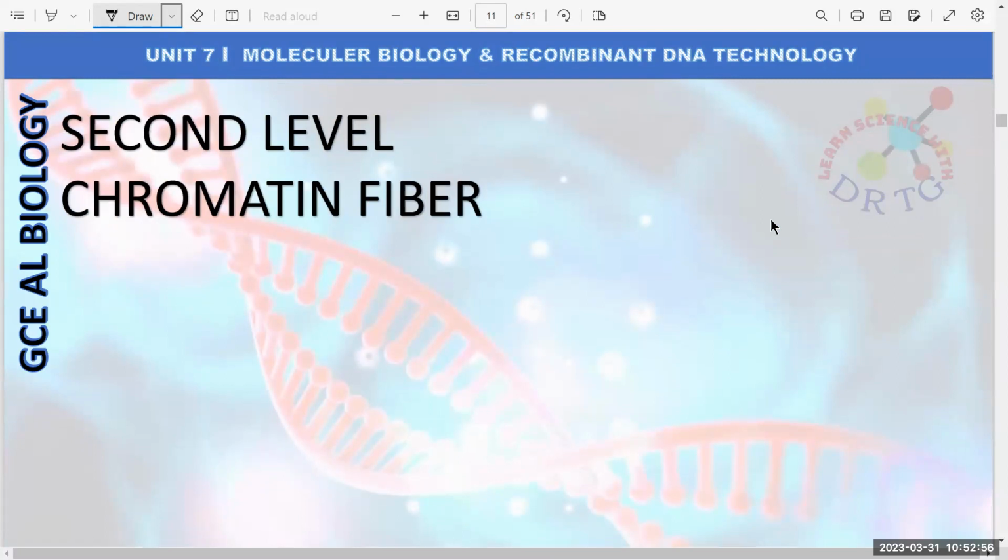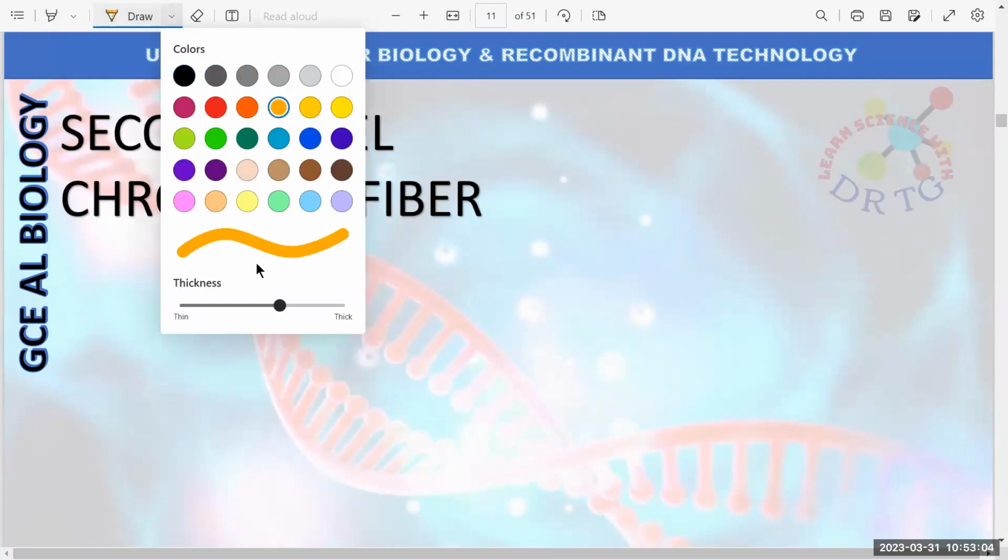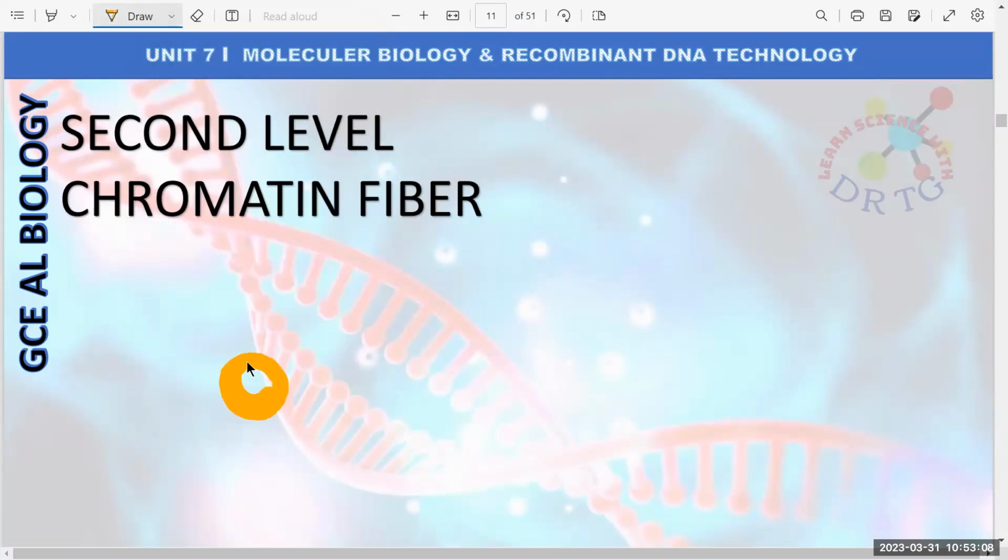Okay, let's see how chromatin fiber is formed, right? Now, histone protein. This is the histone protein, and the histone protein has 8 subunits and different names are given: H2A, H2B, H3, and H4.